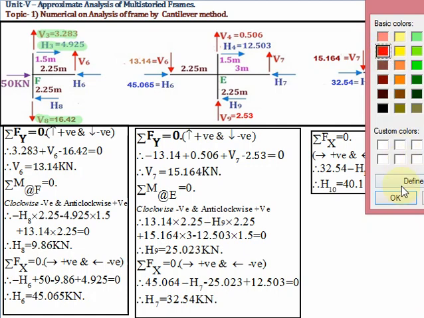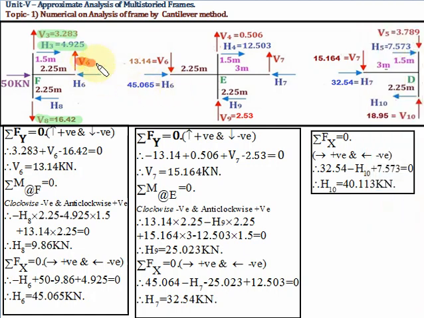The unknowns are V6, H6 and H8. So how many unknowns are there? 3 unknowns. As we know that there are 3 equilibrium equations, summation Fy, summation moment and summation Fx. By applying those equations we can find out these 3 unknowns. Now in cantilever method, the first equilibrium equation that you have to apply is summation Fy equal to 0.